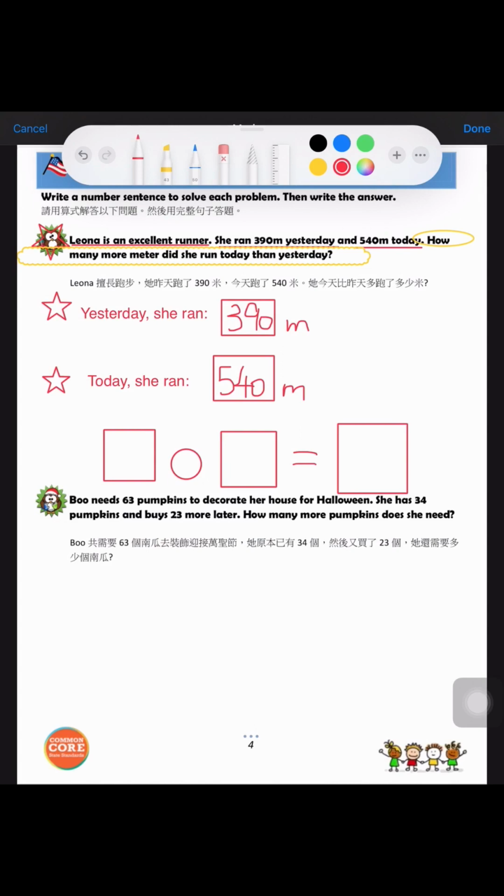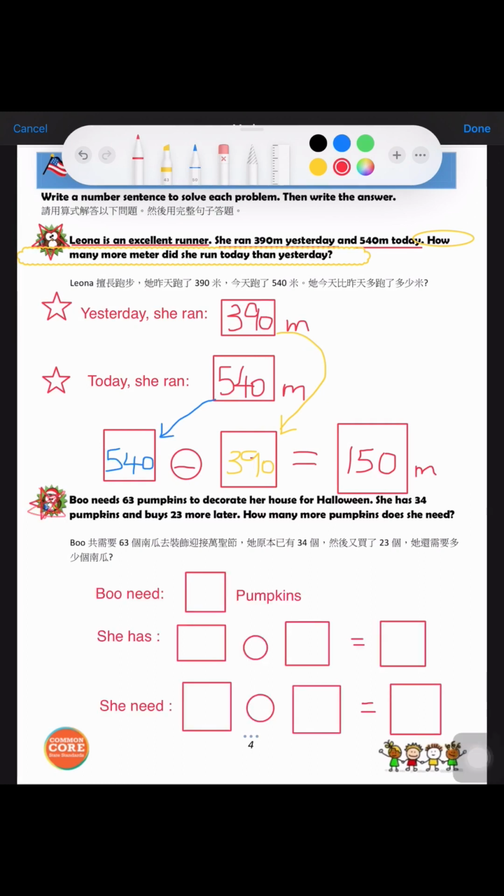So how many more meters did she run today than yesterday? We have 540 minus 390, which equals to 150 meters. So she ran 150 meters more. Let's move on to the next question.